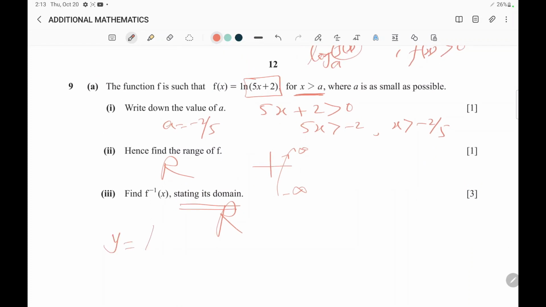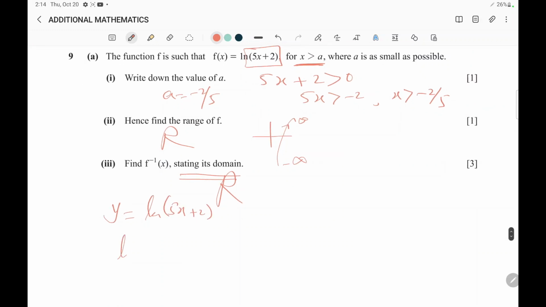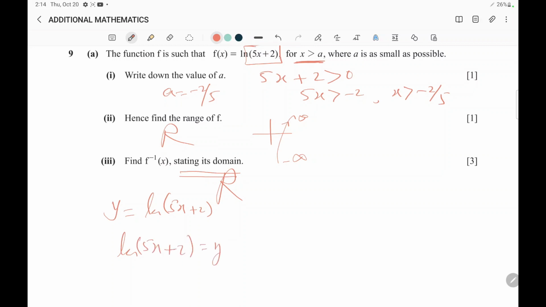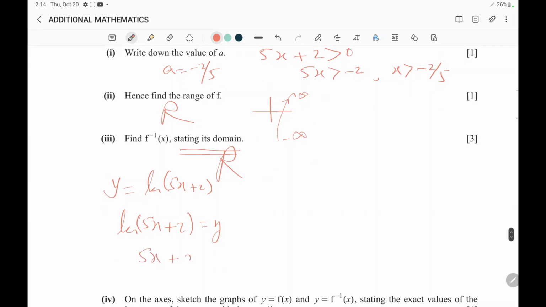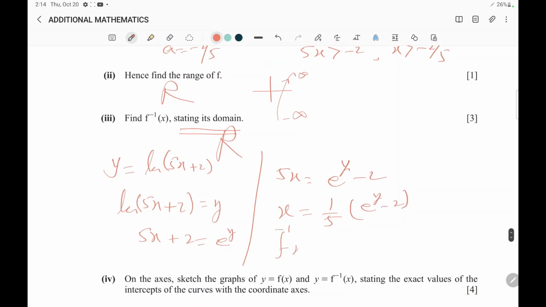So guys, y equals ln(5x + 2). So we can write ln(5x + 2) equals y. 5x + 2 equals e to the power y. 5x equals e to the power y minus 2, and x equals 1 over 5 times (e to the power y minus 2). Here it is, f inverse x is 1 over 5 times (e to the power x minus 2). This is the answer.